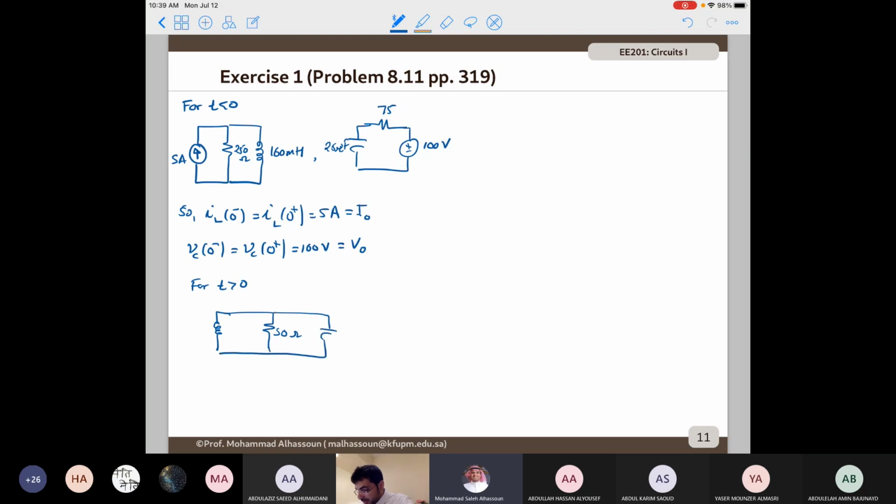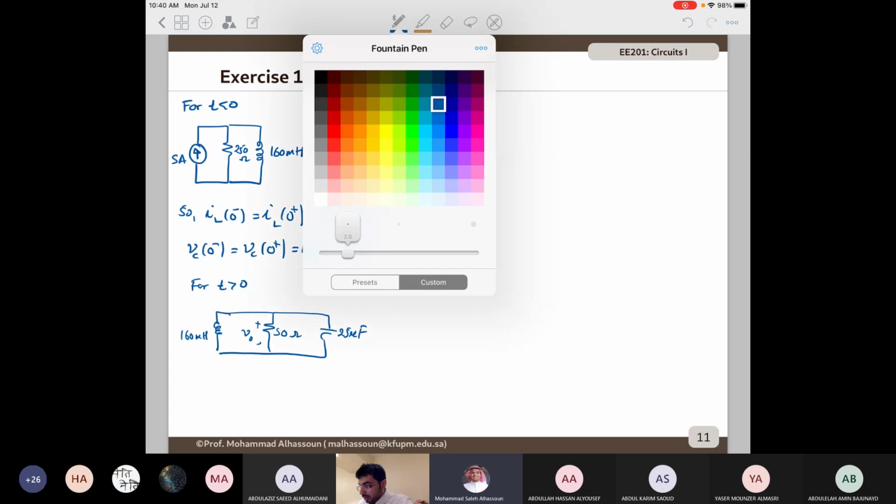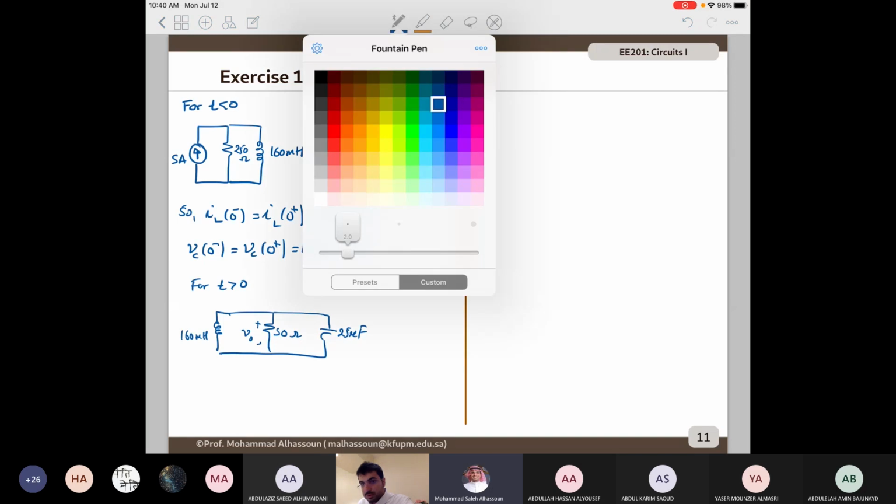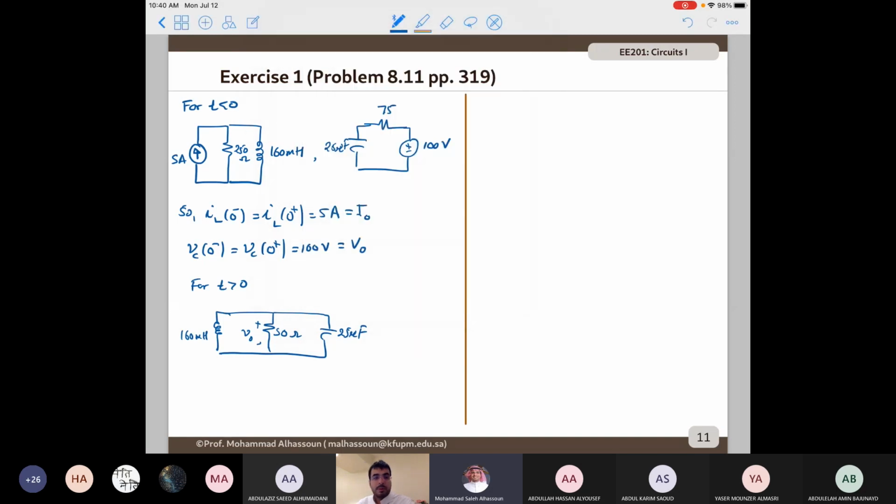So now we have a 160 millihenry inductor with initial current, and we have a 25 microfarad capacitor with initial voltage. So now we have a parallel RLC circuit. We know that the solution could take one of the 3 possible forms. So what should we do now?